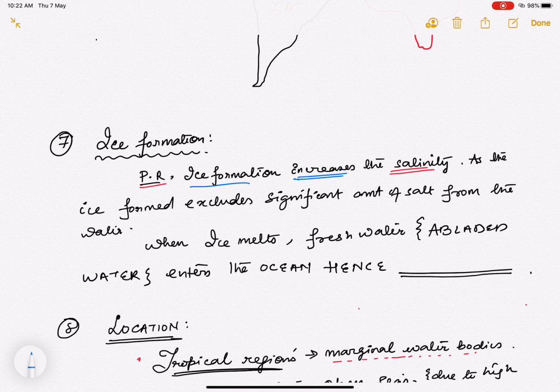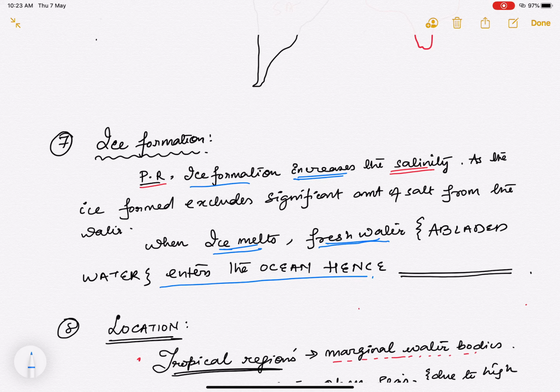When the ice melts, fresh water or the ablated water enters the ocean, hence lesser the salinity. See, basically what you understood is that ice, when it is being formed, extracts the salinity, or basically throws away the salt within the water. It excludes the salt within the water when it is being formed. But when the ice again melts, it adds up to the fresh water.